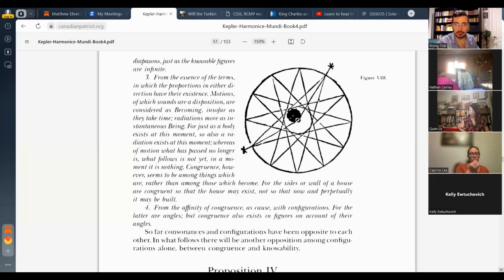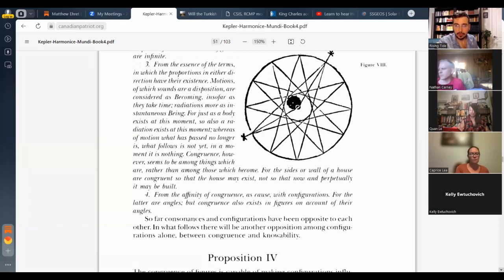So here, when they are speaking of congruence, it was really the harmonic proportions, an object from the soul. That's why Kepler was speaking more of being. So far, consonances and configurations have been opposite to each other. In what follows, there will be another opposition among configurations alone between congruence and knowability.